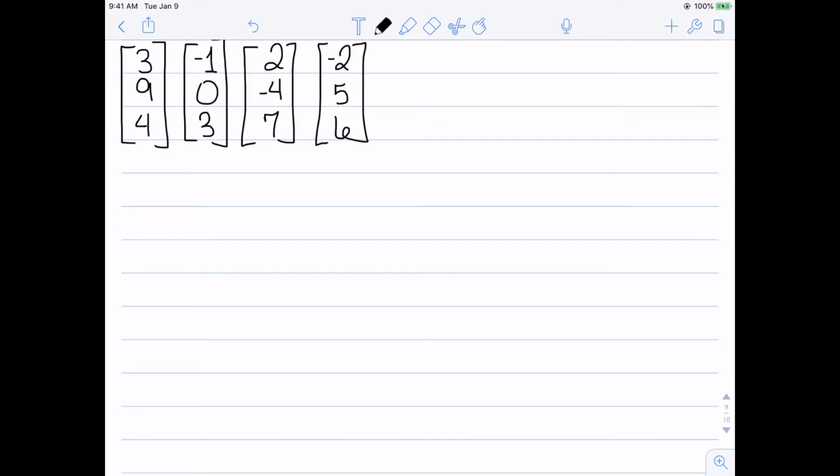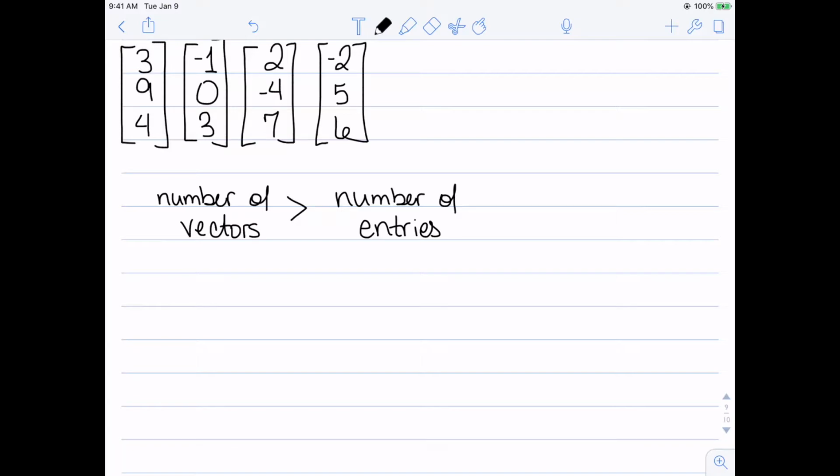Now let's consider these 4 vectors. So we should see that we have 4 vectors and 3 entries. In this case, the number of vectors that I have is larger than the number of entries. So that tells me that these are linearly dependent.